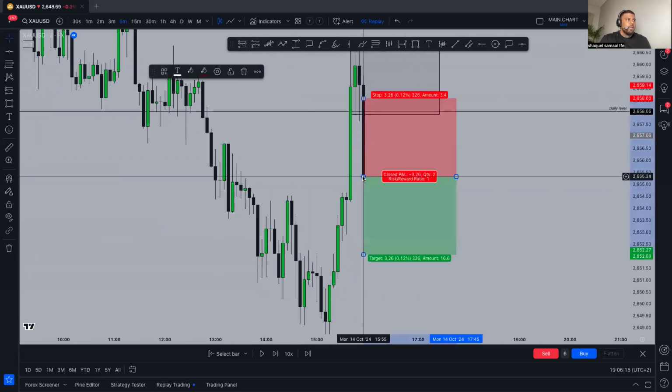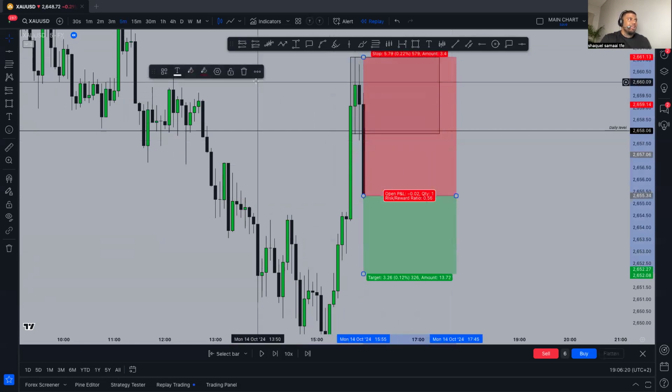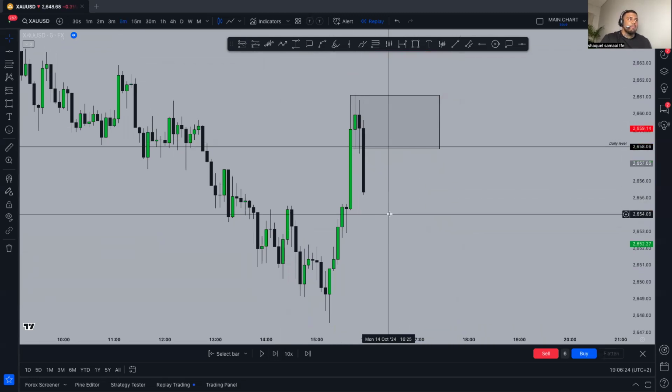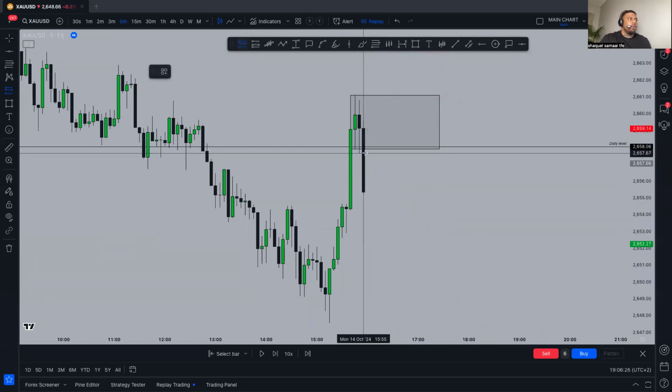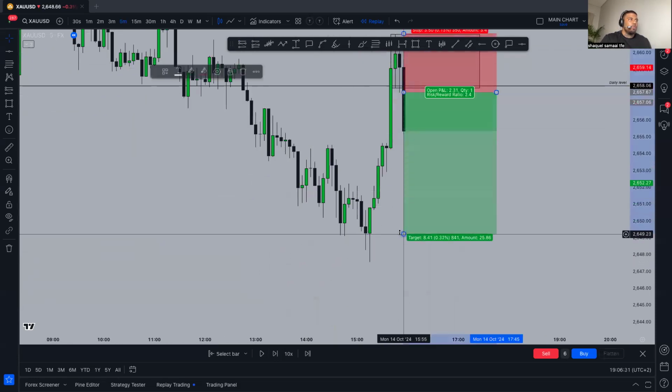You either take the impulse entry, but remember your stops are going to be bigger than usual. So that's why I don't always take the impulse entry. It depends on how big the candle is impulsing out. But usually I want to get an entry around there. So this is more or less what you want to be looking for. And you want to take a trade for 1 to 2.